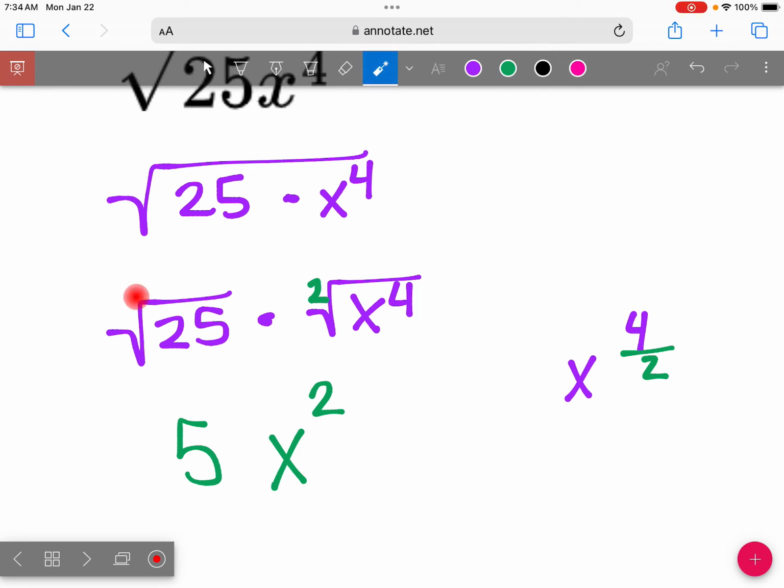On a square root, there's always an invisible 2 right here in this nook. The index is 2 unless we tell you otherwise. So the square root of 25x to the 4th is 5x squared.